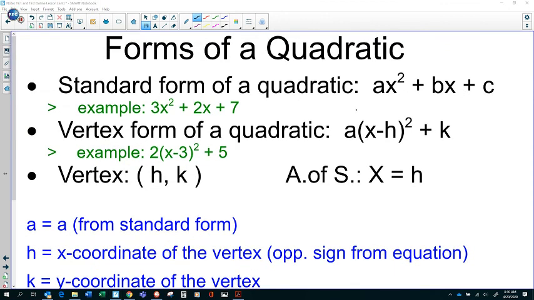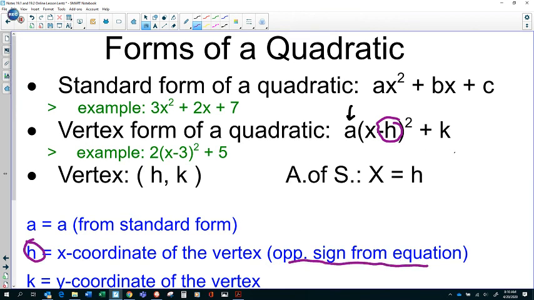All right, this a right here is from our standard form. It's going to determine whether the function faces up or down, whether it has a minimum or maximum. Our x value in this becomes our h. This is going to be our x coordinate, our h. Now remember, it's the opposite sign from the equation.